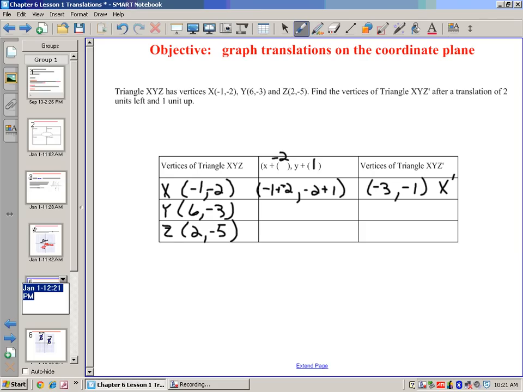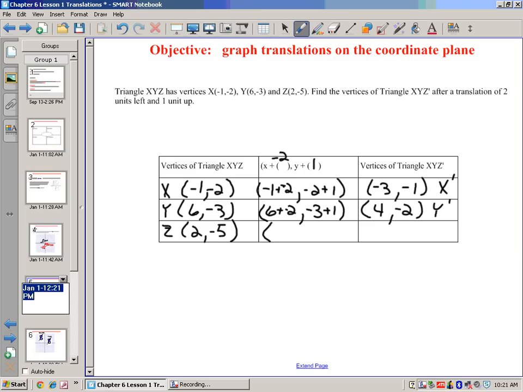Okay, moving on to the y vertex. We have our x, which is 6 plus -2. Our y is -3 plus 1. Now we just simply add. 6 plus -2 is 4. -3 plus 1 is -2. That is y prime.